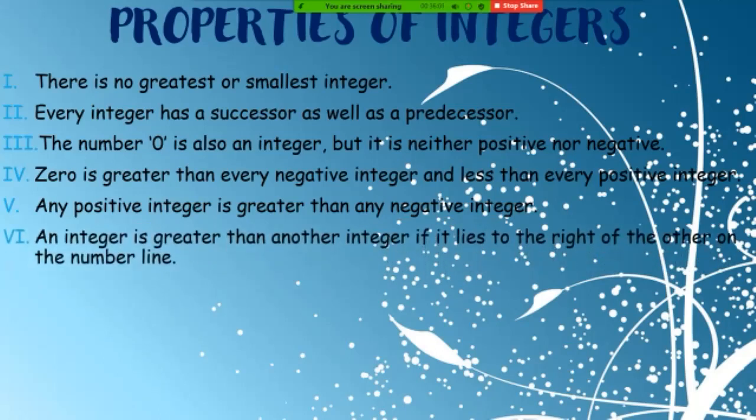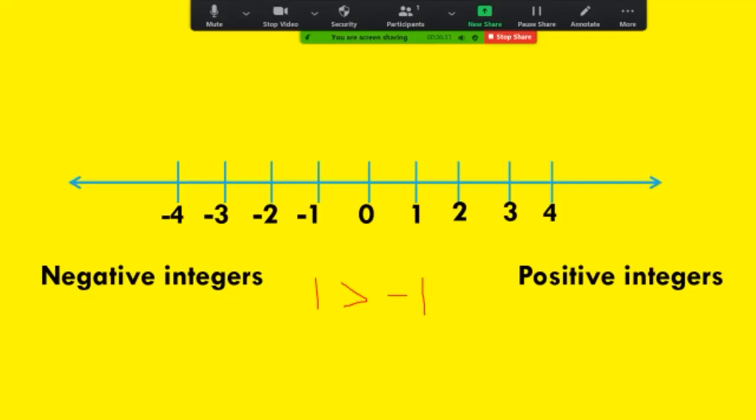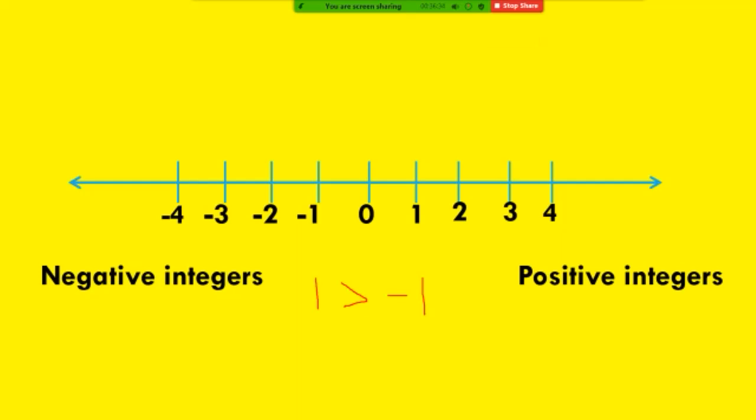An integer is greater than another integer if it lies to the right of the other on the number line. Let's see a number line to learn this. So an integer is greater than another integer because it lies to the right of it. 1 lies to the right of -1, so it is greater. So this is the property.